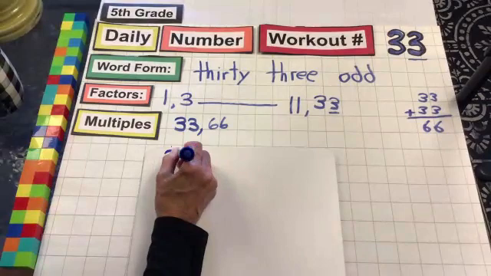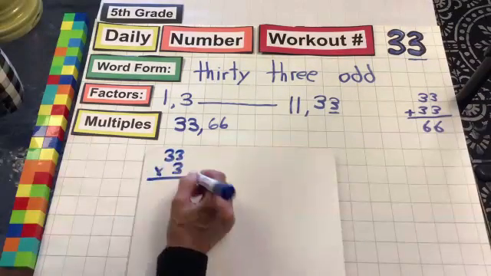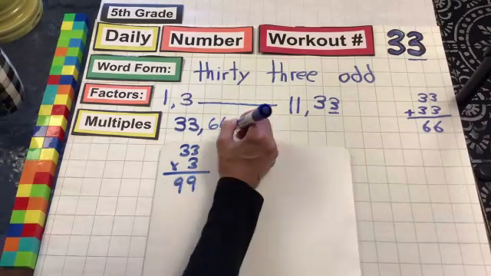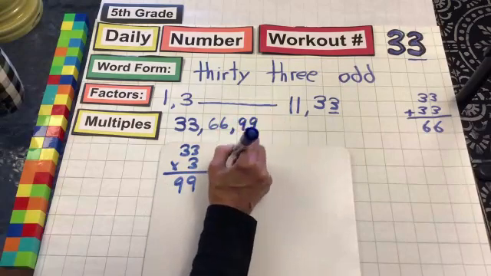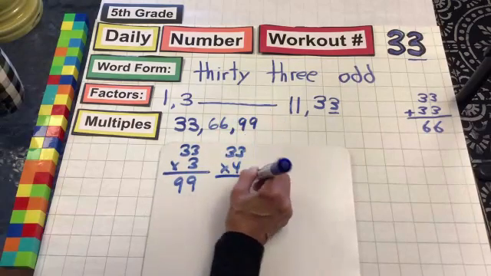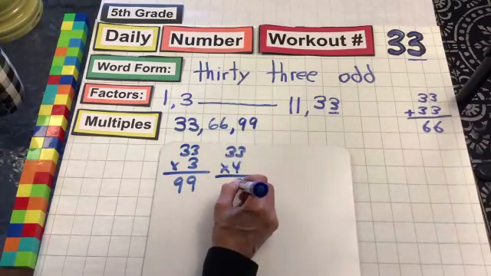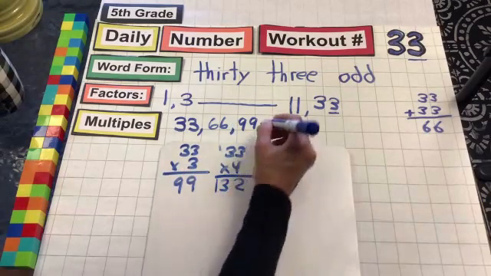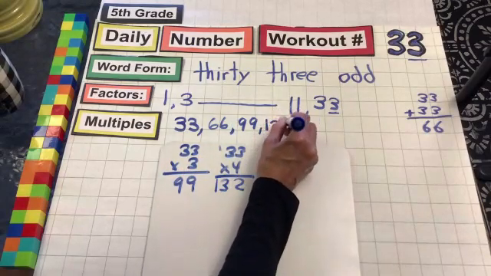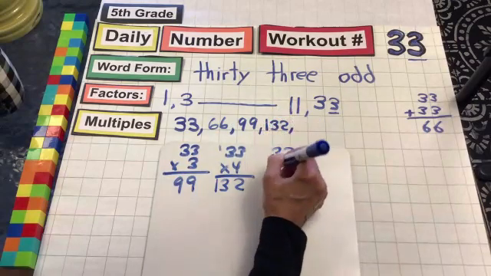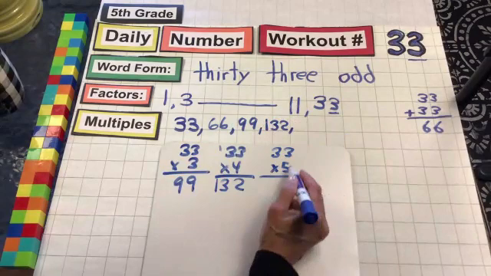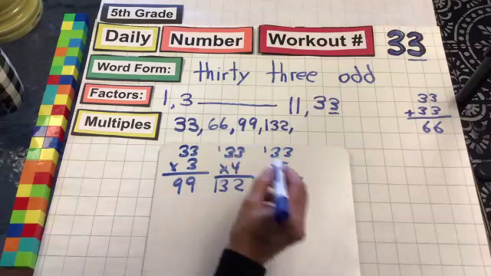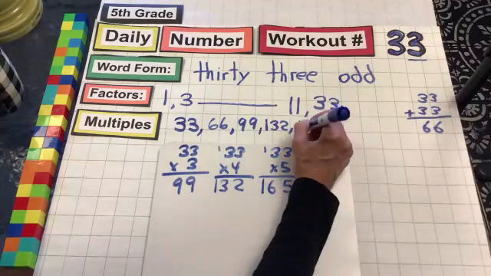So 33 times 3. 3 times 3 is 9. 3 times 3 is 9, so 99. 33 times 4. 4 times 3 is 12. Drop the 2, carry the 1. 4 times 3 is 12 plus the 1 is 13, so 132. 33 times 5. 5 times 3 is 15. Drop the 5, carry the 1. 5 times 3 is 15 plus 1 is 16, 165.